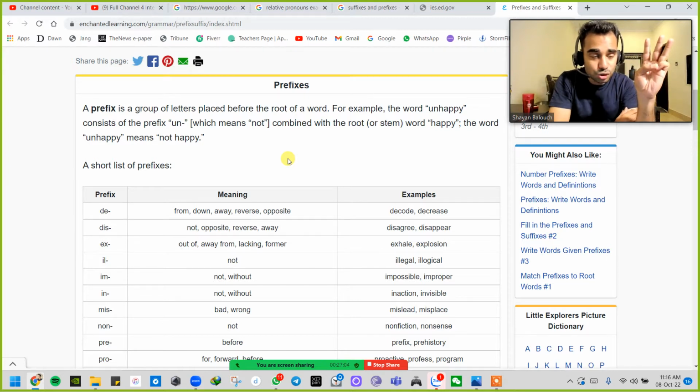Okay, so now it's combined with the root word, the base word, or the stem word, which is happy. So there are three things that you can call the base word: base word, root word, or the stem. So it's said as happy. So the word unhappy means not happy.